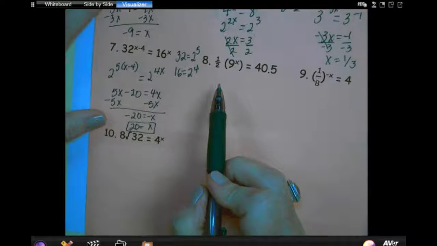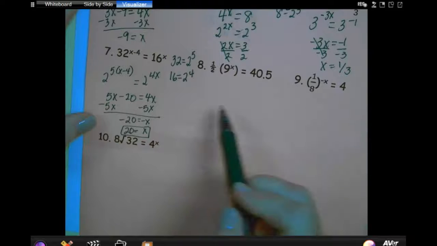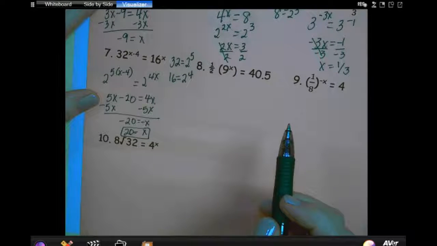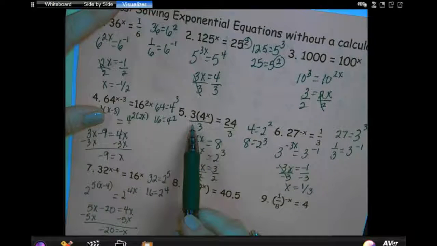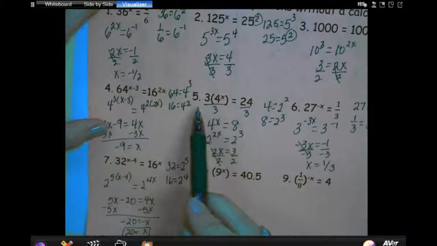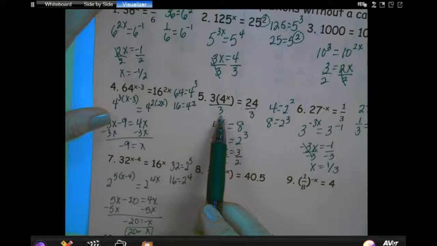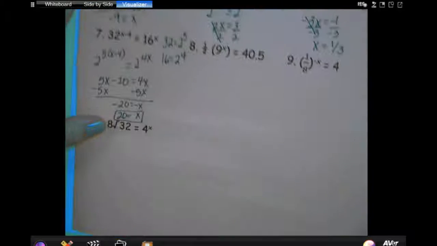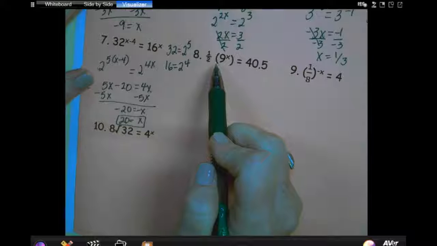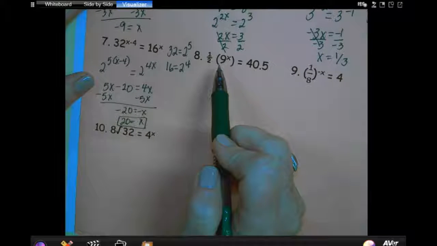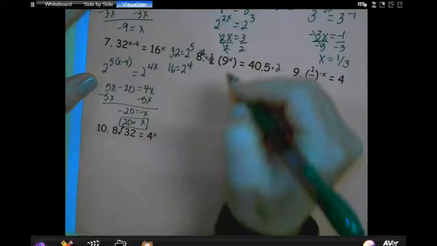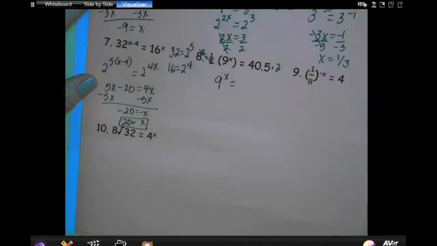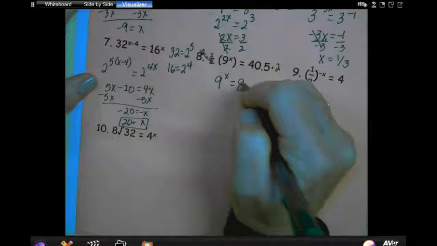So for number 8, this is where they're going to start getting a little different. So everybody pay attention. Up here on number 5, I was multiplying, and the opposite of multiplication was division. So that's how I got rid of the 3. This time, I'm dividing by 2. So what's the opposite of division? So I'm going to multiply both sides by 2. And when I do that, that cancels out and leaves me with 9x on this side. And 40.5 times 2 is 81.